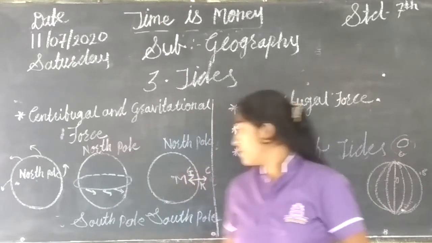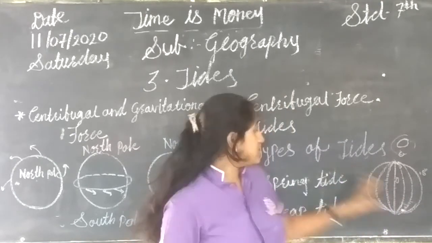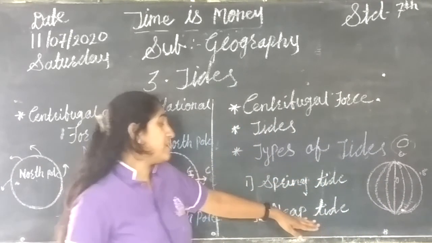Then types of tides. What are the types of tides? These are the spring tide and neap tide.